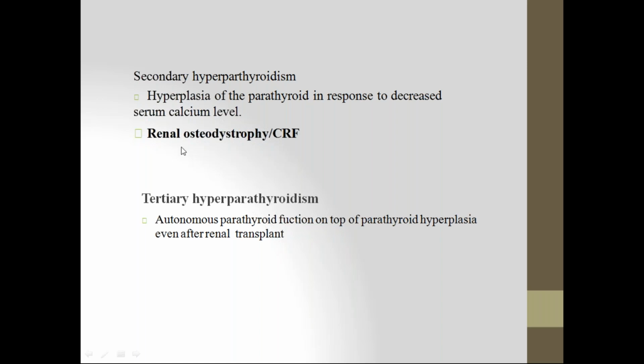Secondary hyperparathyroidism is hyperplasia of the parathyroid in response to decreased serum calcium levels. Renal osteodystrophy or chronic renal failure is the main cause of secondary hyperparathyroidism. Tertiary hyperparathyroidism means autonomous parathyroid function on top of parathyroid hyperplasia.